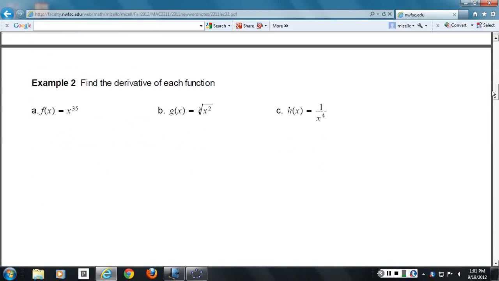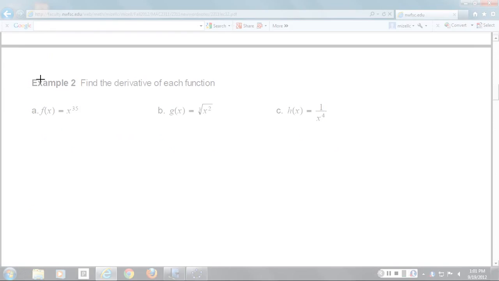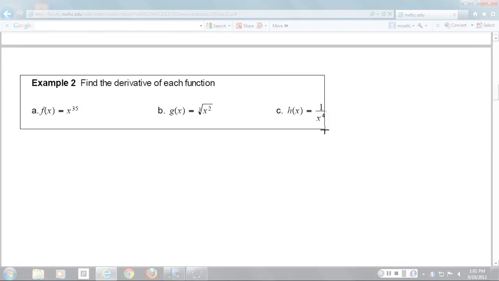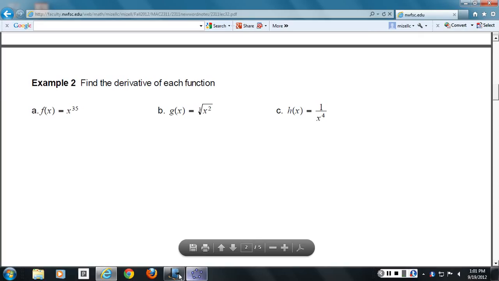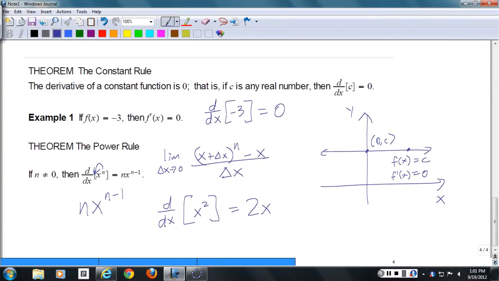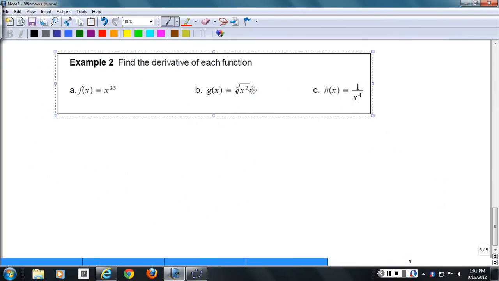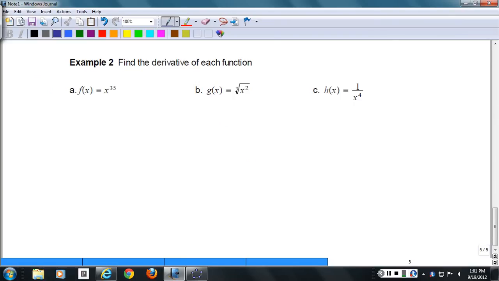More examples of the power rule can be found in example 2. These have a lot more going on than y equals x squared. F of x equals x to the 35th power. If we were using the definition, we would need to take x plus delta x at some point and raise it to the 35th power. And that's just ridiculous and unnecessary.